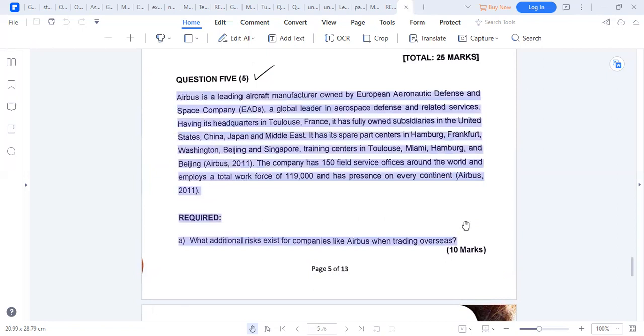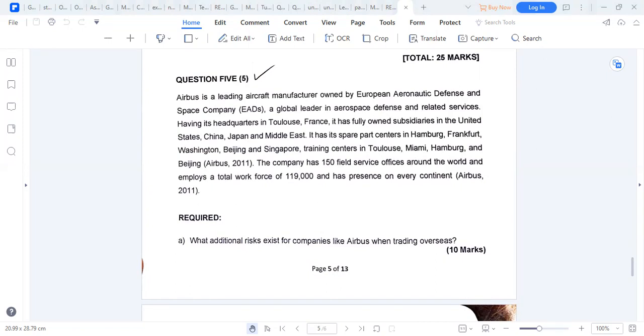Can anyone talk about the risks that could be associated with the company trading in different countries? What type of risk could be incurred? So we have several kinds of risks. There are about 10 types of risks that we can talk about, but I only consider 6. So a company like Airbus, which operates globally, may face several risks when it comes to trading overseas. Anyone mention any risks that you think this kind of company may face?